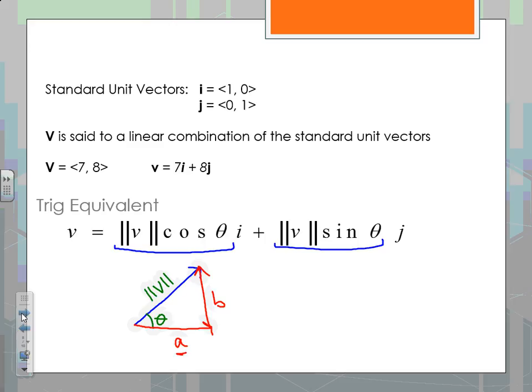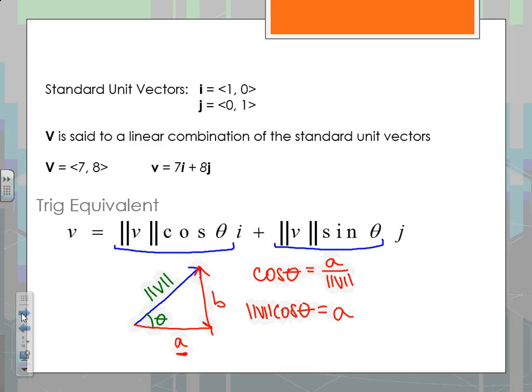Let's talk about A. What trig function relates A, theta, and the magnitude? Cosine of theta is A over the magnitude. So you can see that we can easily solve for A: it's magnitude times cosine of theta. And so that's why we can write our horizontal component like that.